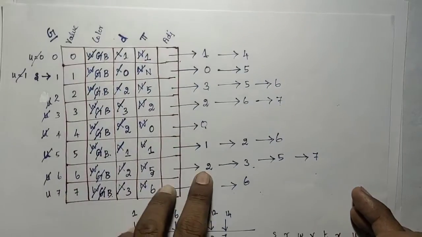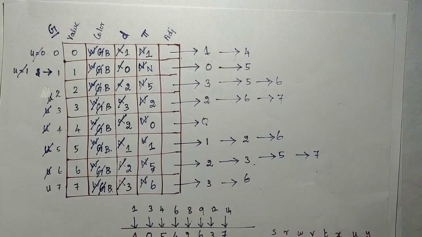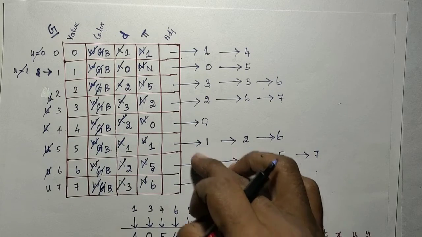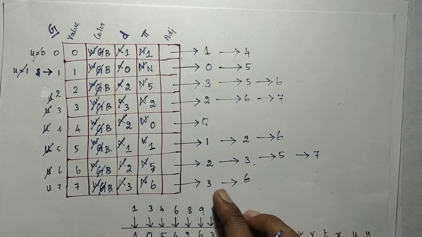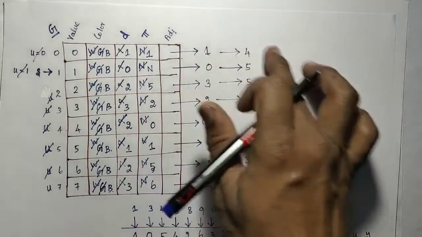So in that undirected graph, the total number of elements in that adjacency list is 2 into the number of edges. Okay, 2 into the number of edges. So we need to process all the edges here.